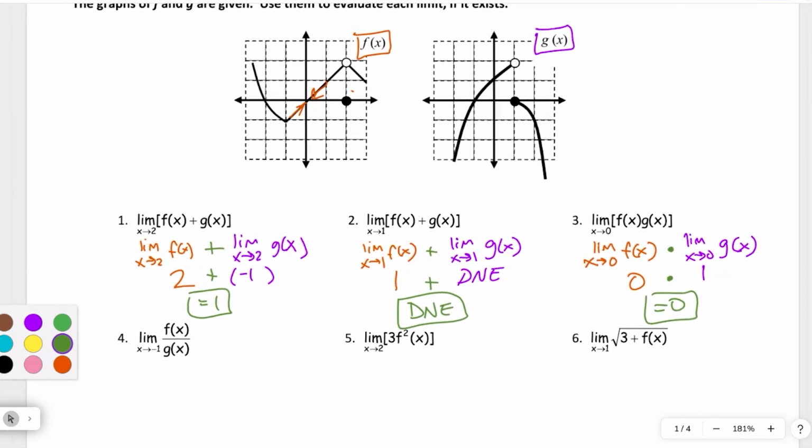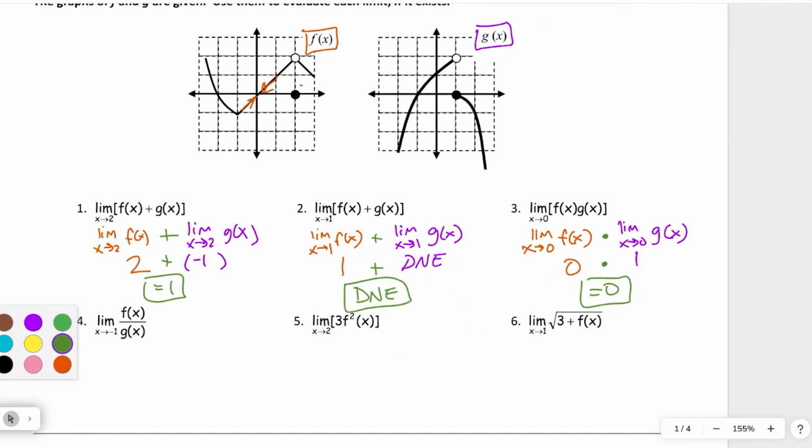Number 4. Here we're dividing two limits. Okay, this is going to be the limit as x approaches negative 1 of f of x divided by the limit as x approaches negative 1 of g of x.